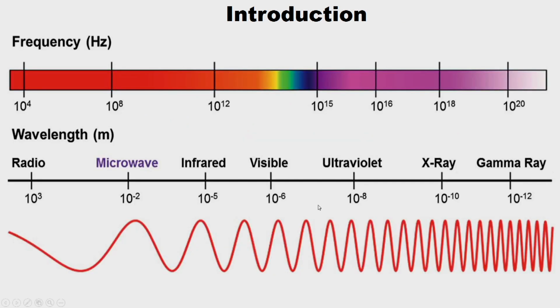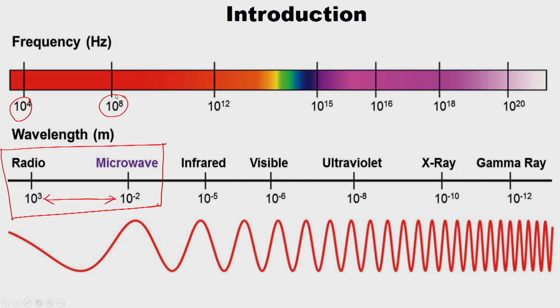This is the introduction about the various frequencies of radio, microwave, infrared, visible, ultraviolet, X-ray and gamma ray. The wavelength for radio frequency lies between 10 to the power of 3 and 10 to the power of minus 2, which is for microwave. Almost whatever we are going to discuss comes under this wavelength range. Frequency wise, the unit is hertz. For radio frequency it is 10 to the power of 4, and here it is 10 to the power of 8 for microwave. Whatever processing we are going to do comes in between these.